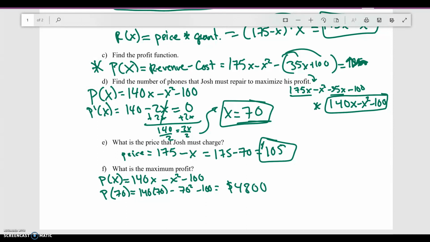So Josh, if he repairs 70 phones and sells them at $105, his profit will be maximized. This is what his profit will be.